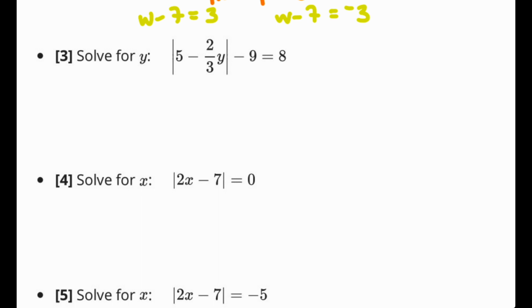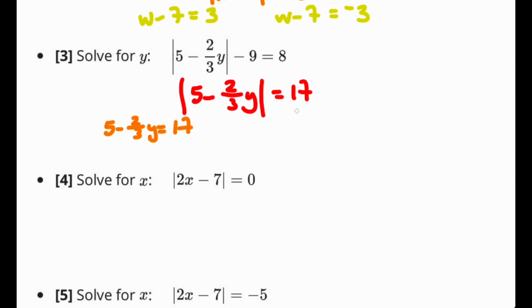All right, onward we go. Number 3. So again, you want to isolate those absolute value bars on that one side, but we still have this plus 9 here. So the first thing we're going to do is actually just add 9 on both sides. And you're going to be left with the absolute value of 5 minus 2/3 y is equal to 17. Again, once it's isolated, you're going to split it up into 5 minus 2/3 y is equal to positive 17, and 5 minus 2/3 y is equal to negative 17.